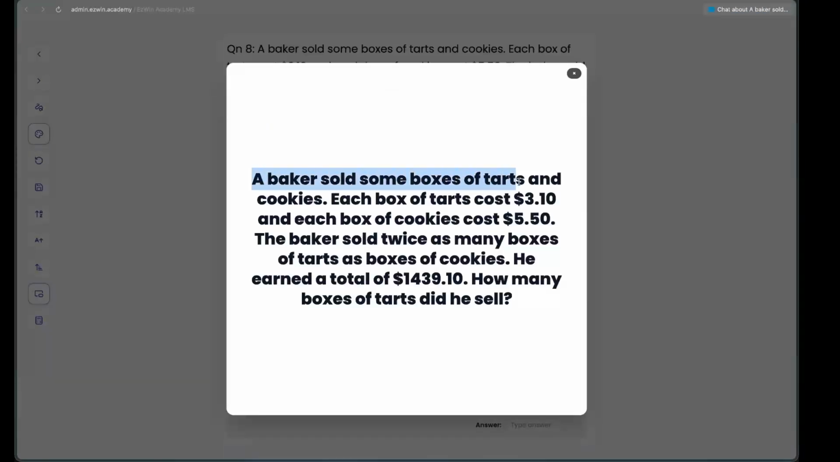Question 8. A baker sold some boxes of tarts and cookies. Each box of tarts cost $3.10 and each box of cookies cost $5.50. The baker sold twice as many boxes of tarts as boxes of cookies. He earned a total of $1,439.10. How many boxes of tarts did he sell?